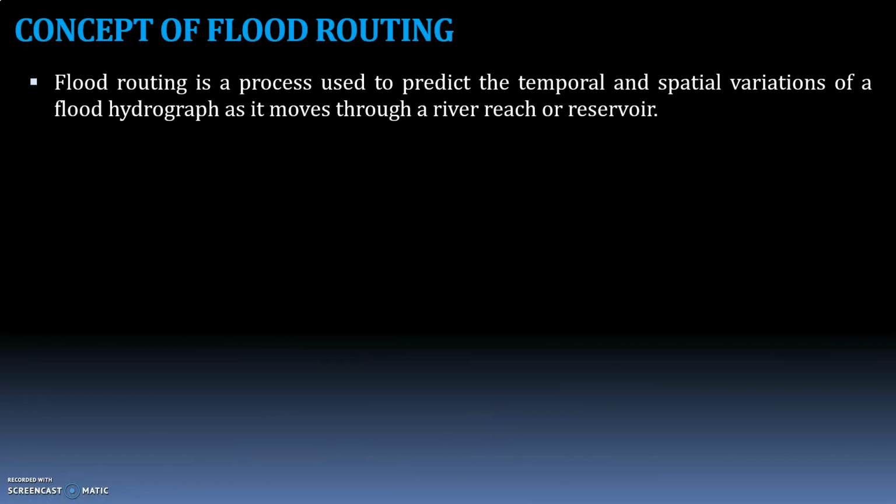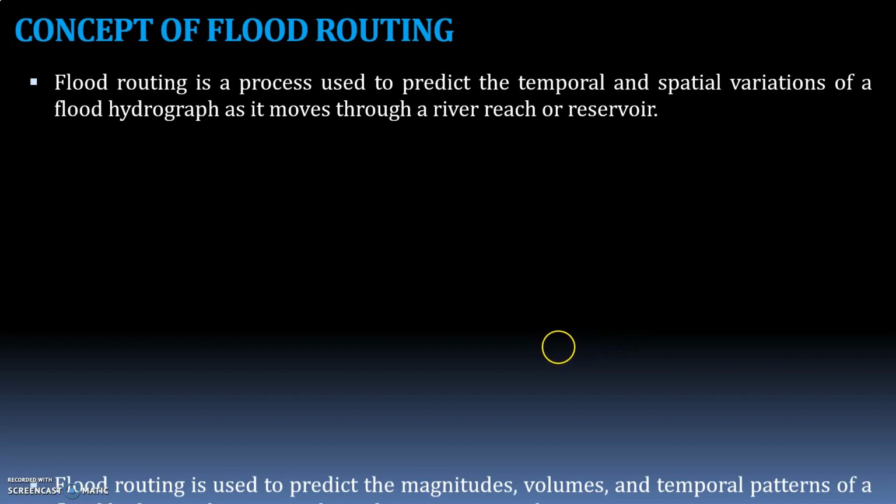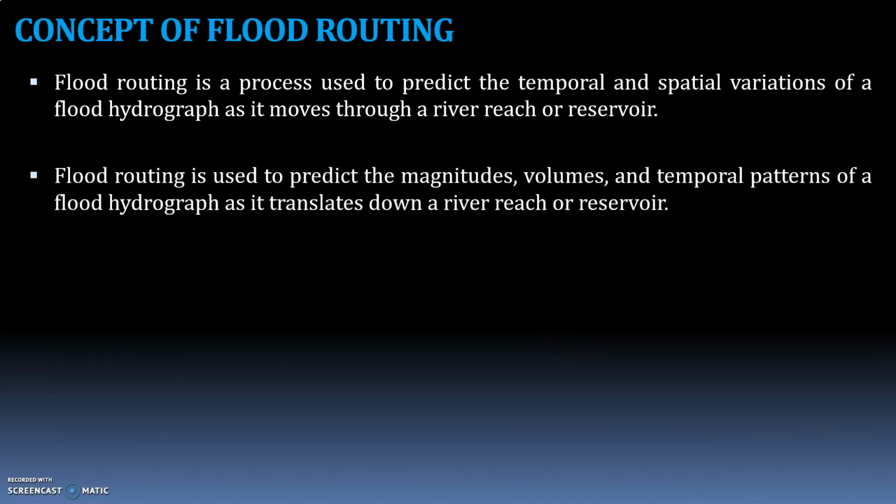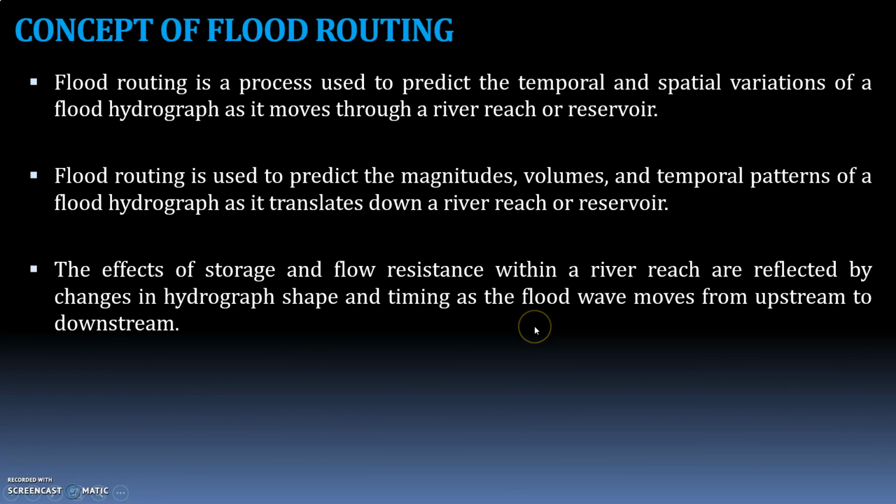Flood routing is a process used to predict the temporal and spatial variations of a flood hydrograph as it moves through a river reach or reservoir. It is used to predict the magnitudes, volumes, and temporal patterns of a flood hydrograph as it translates down a river reach or reservoir. The effects of storage and flow resistance within a river reach are reflected by changes in hydrograph shape and timings as the flood wave moves from upstream to downstream.